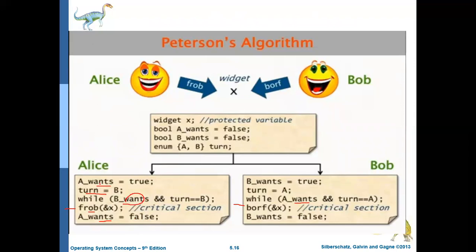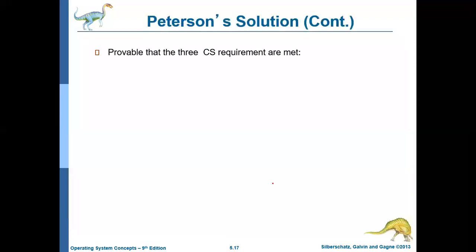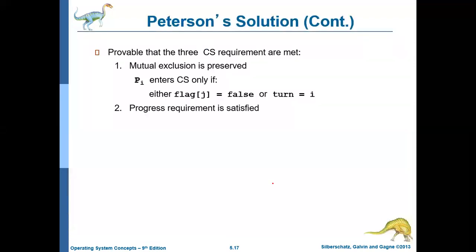But say immediately Alice wants to enter the critical section again, but Bob doesn't want. Then Alice will set A wants equal to true and turn equal to B, but still B wants is false. So Alice can continuously access the critical section if Bob doesn't want to access it. Are you getting? So if Bob wants to access the critical section, then first Alice will access, then Bob, then Alice, and then Bob. By that it ensures progress.